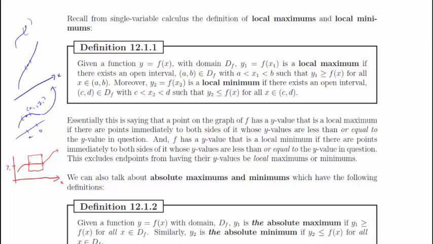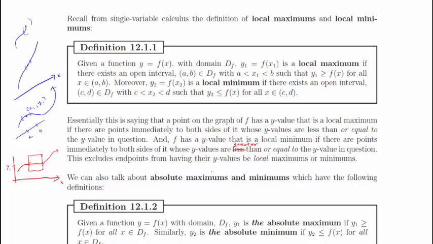And f has a y value that is a local minimum if there are points immediately to both sides of it whose y values are less than or equal to the y value in question. Did I write that right? That's totally a copy-paste error. I will fix that. Let me start back over. F has a y value that is a local minimum if there are points immediately to both sides of it whose y values are greater than or equal to the y value in question.